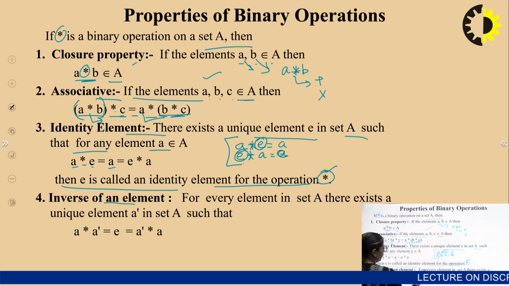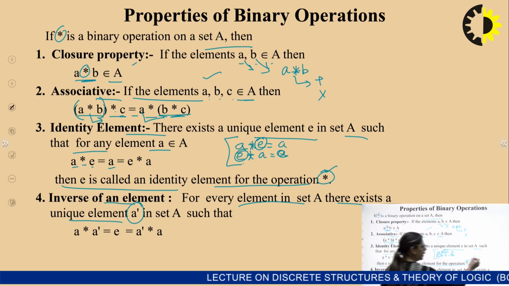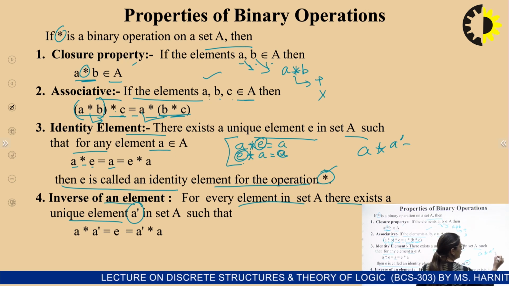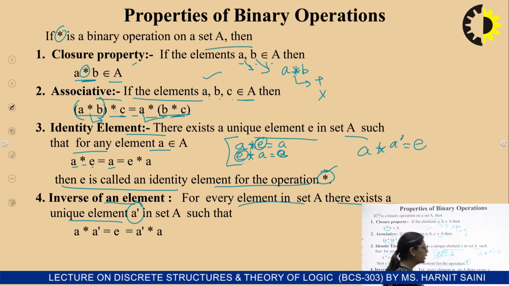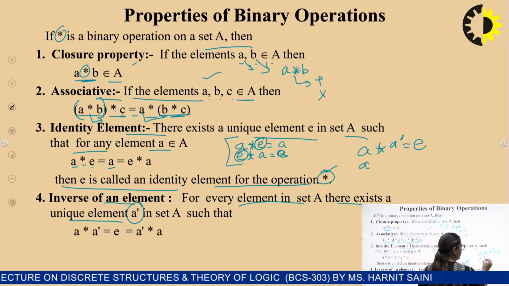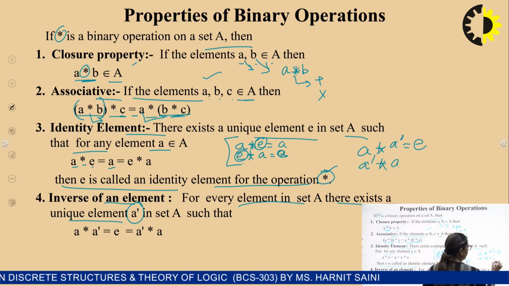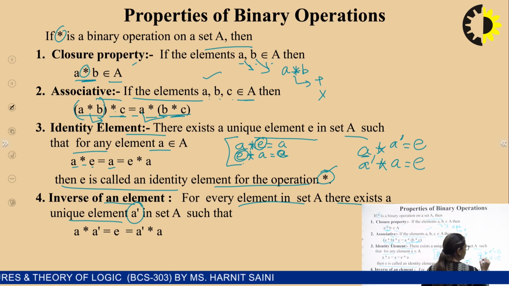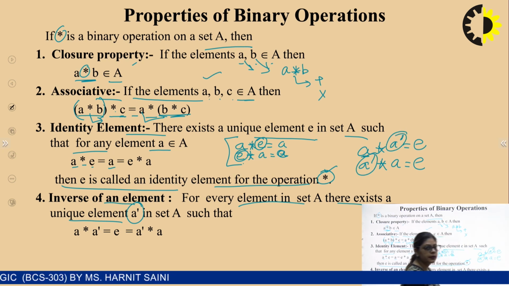Inverse means for every element a in set A, there exists a unique element a dash in set A such that if we are operating an element with its inverse, we get the identity element. If we are able to get this, that a into a dash gives the identity element, right, and if we are able to operate this, then this element is called the inverse of that element in that set, right.